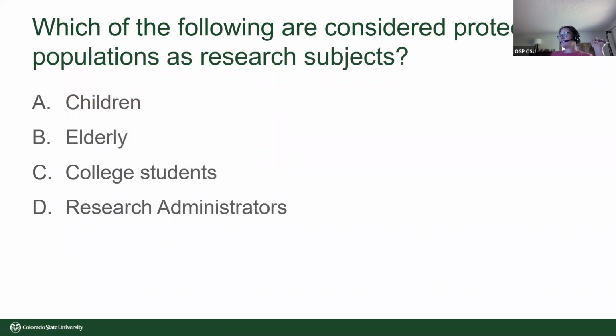Which of the following are considered protected populations as research subjects? Children, elderly, college students, or research administrators? Anybody know here? Are these A's from the last time or are these new A's? We'll say the A's are for this time, and it's actually children. They're a protected research population, as are prisoners. College students, no. Research administrators, no, of course not. We are not a protected population.